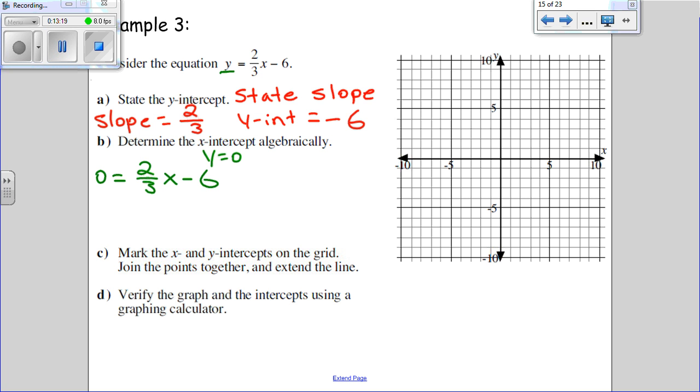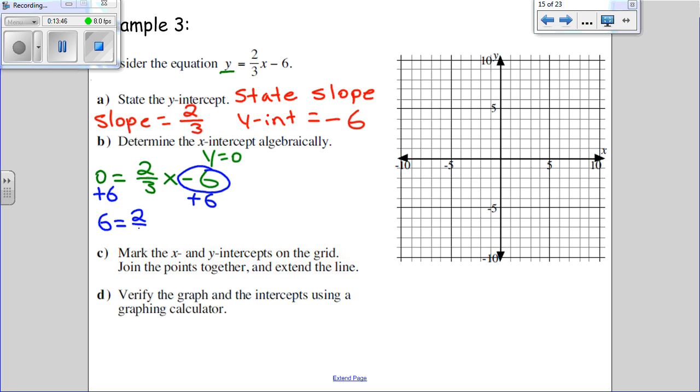We need to solve for our x-intercept, which means to get x by itself. If you want x to be by itself, you need to move everything to the other side of the equal sign. To move things from one side to the other, you do the opposite operation. So the opposite of negative 6 would be plus 6. That would give me 6 equals 2 divided by 3x.